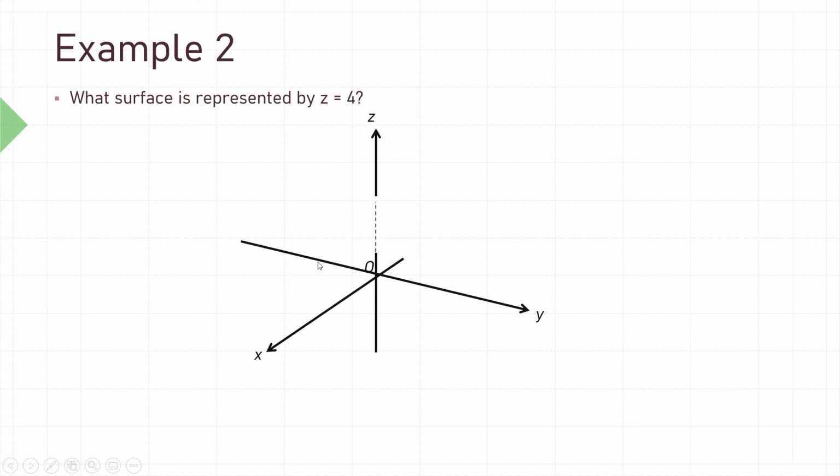Now, example 2: what surface can be represented by z equal to 4? At z equal to 4, we note that x is equal to 0 and y is also equal to 0, so z equal to 4 is somewhere around here. So this is z equal to 4.